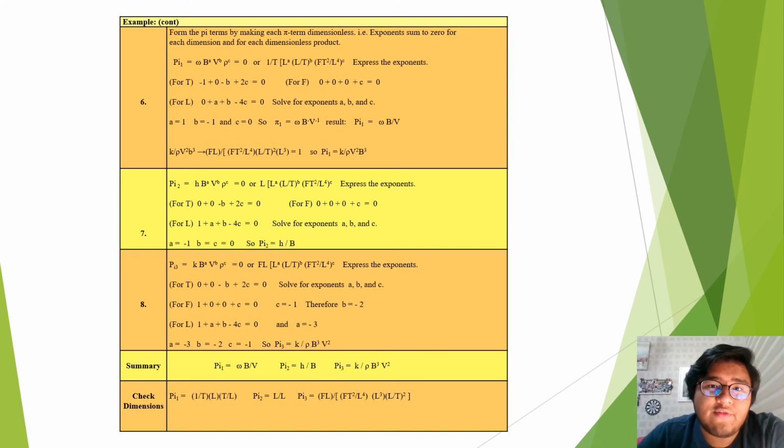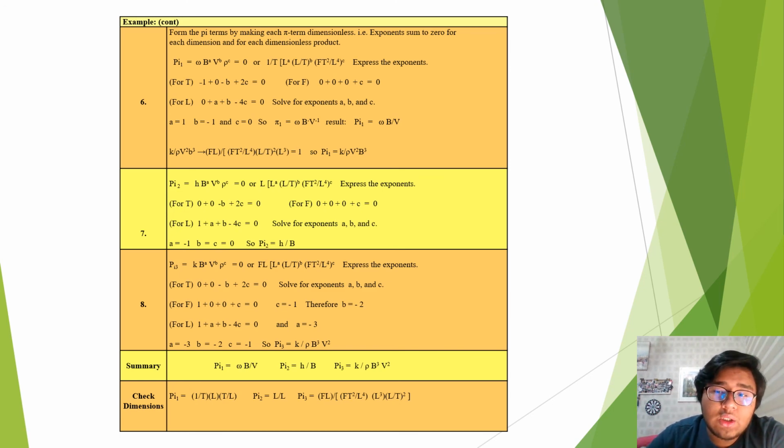So now we have finalized our answer. So let's move on to the dimension check. Okay, so we want to form a dimensionless equation, so that's why we have to check the dimension, which is pi1 is 1 over t times l times t over l. So after we do the calculation, it will be dimensionless. So it is the same for pi2 and pi3. All these three equations will be dimensionless, which is pi.